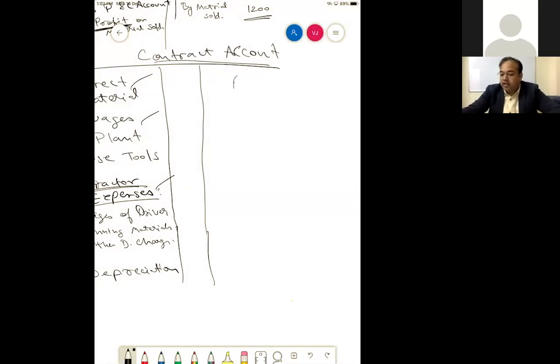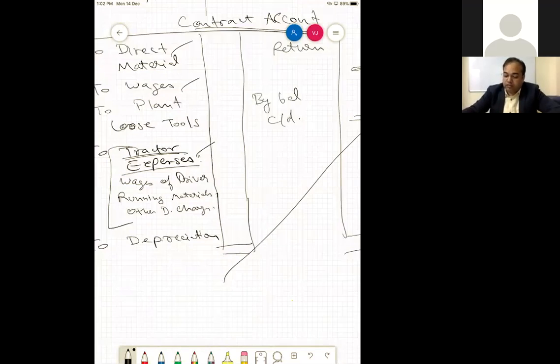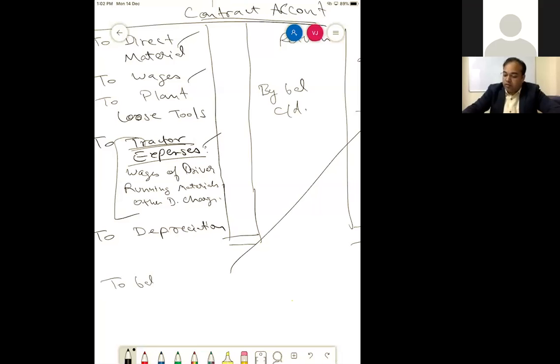if there is any return of material, or store return, plant return, anything, after adding this figure and this figure, you are left with a balance. Now this balance is carried down. Whatever balance is being carried down, you show it over here, like this: to balance brought down from work cost.